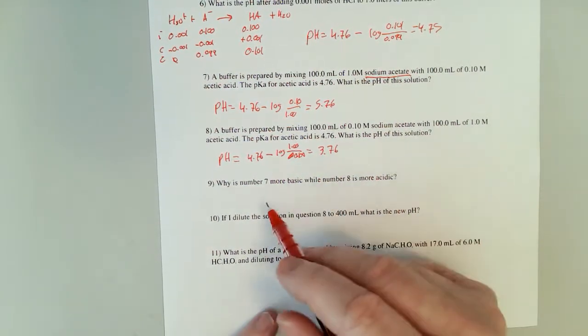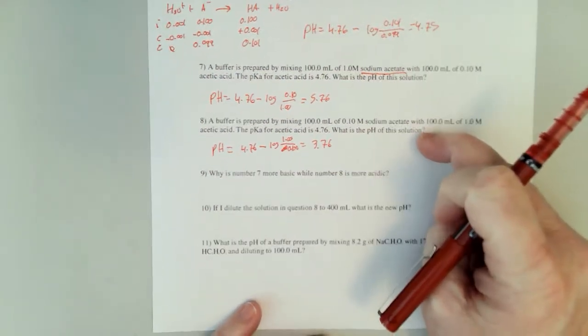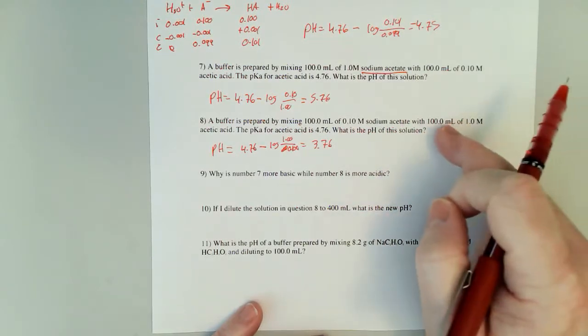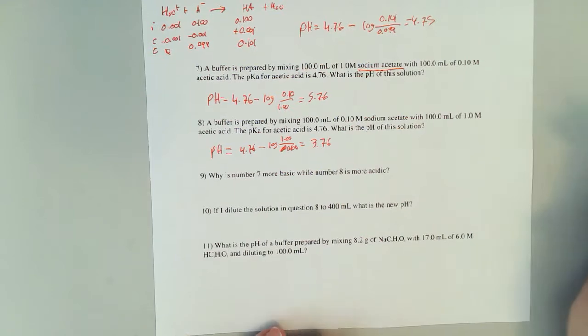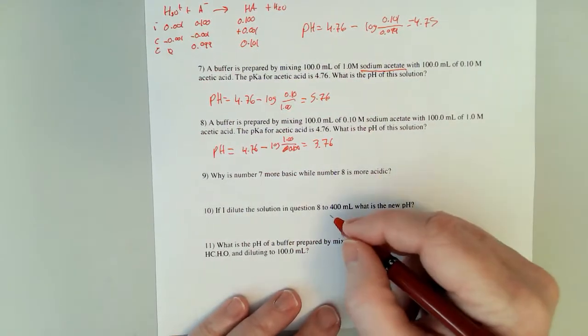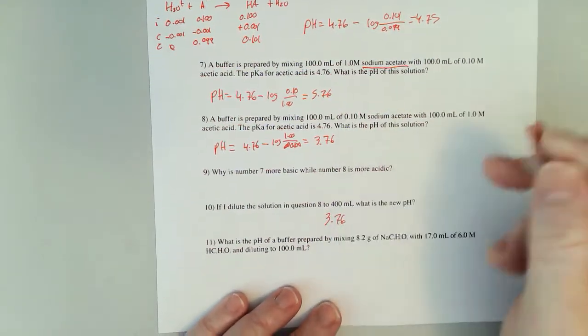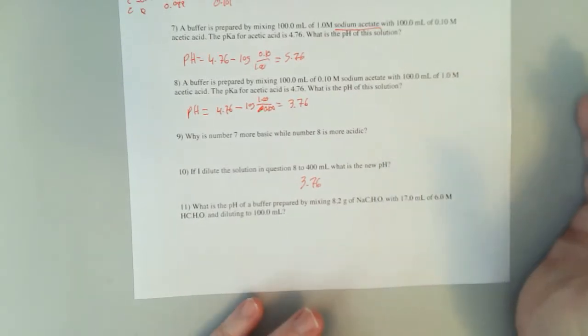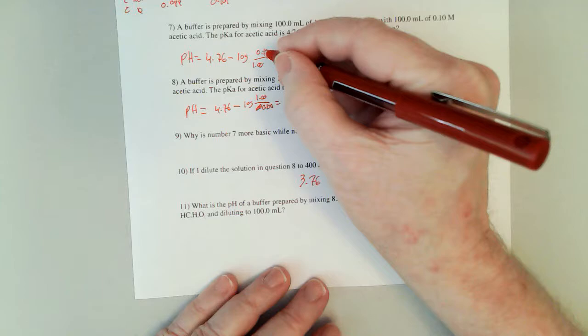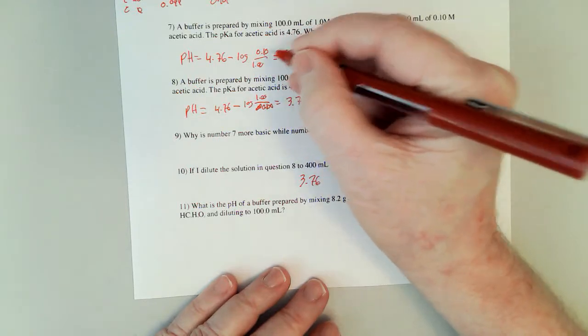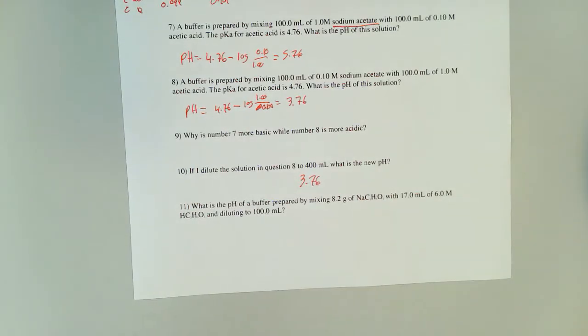Okay, now, what if I diluted this buffer? Instead of having the total volume of 200 milliliters, I just pour in distilled water to make 400 milliliters. The pH doesn't change. It's still 3.76 because the ratios stay the same. These ratios stay the same, which means the pH stays the same.